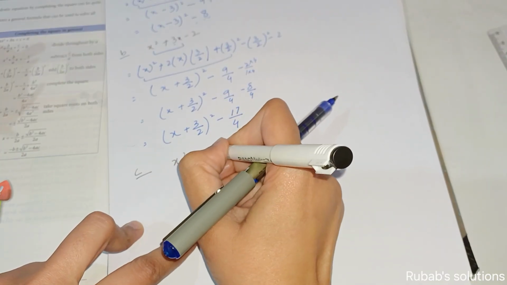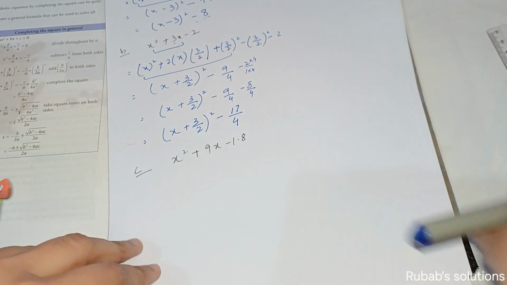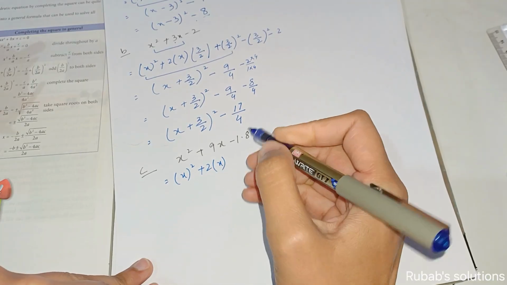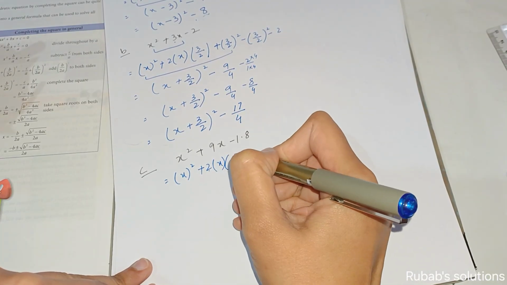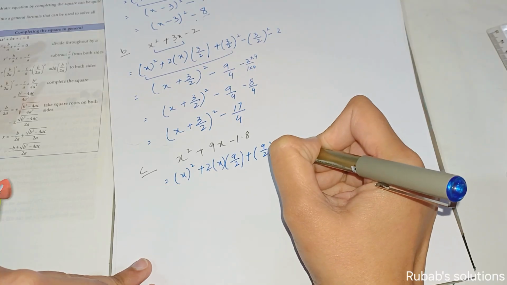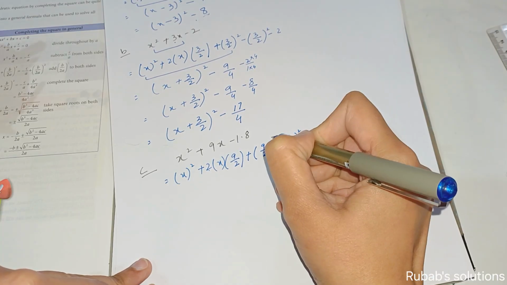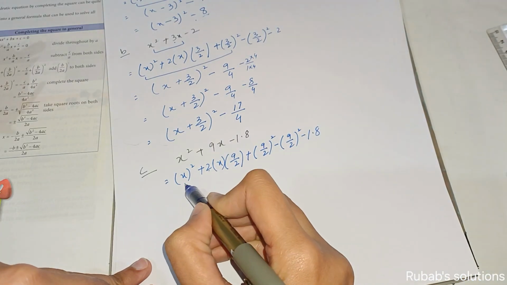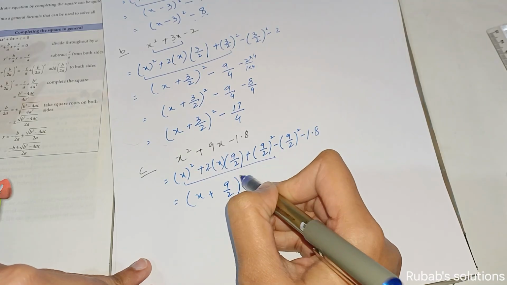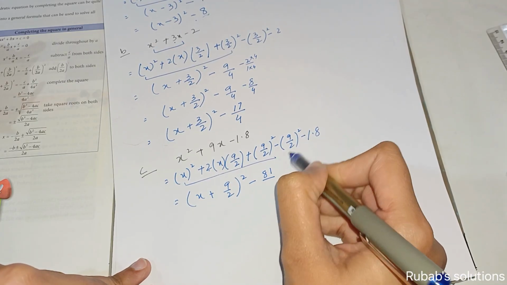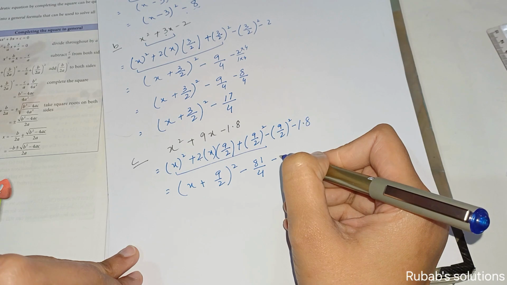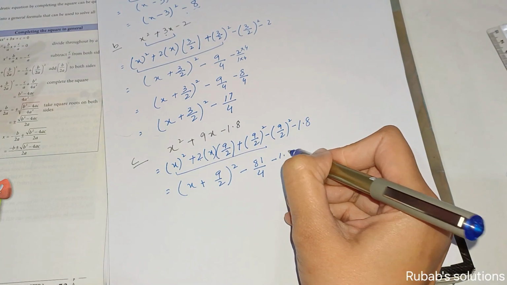Okay, part C is x square plus 9x minus 1.8. Okay, from this I will write x square plus 2, a is x, b I want 9 and I want to remove this as well, so it will be 9 by 2. The same thing I have to multiply, that is 9 by 2, and the same thing I have to add with its square, minus 1.8 will be as it is. From these three I can write a formula, x plus b whole square. From here it will be 81 divided by 4 minus 1.8.